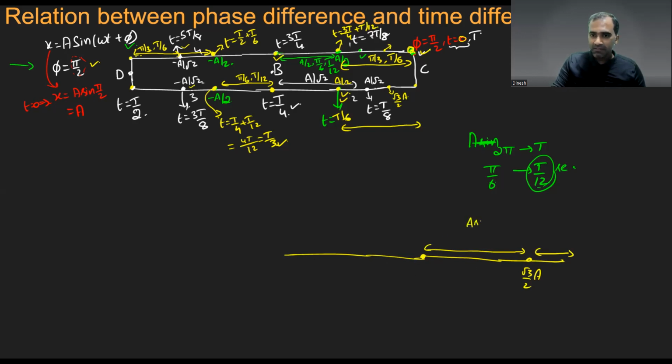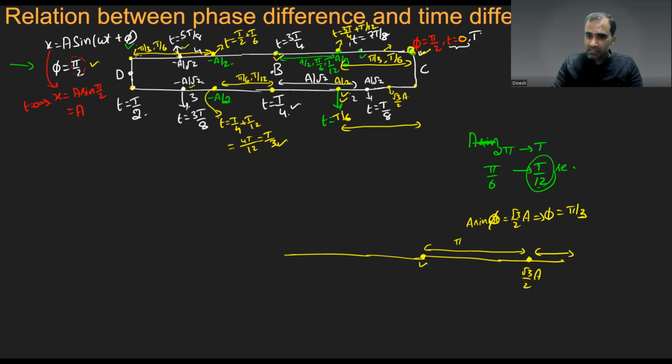So take A sine omega t with 0 phase, or else you can take 0 time also and then analyze. That is also fine. You can take 0 time, then it becomes A sine phi equal to root 3 by 2 A. Then A and A cancel, phi equal to 60 degrees or pi by 3. Which means at time 0, if the initial phase is 60 degrees, only then you start from this point. Which means this is the 0 phase point. This is the pi by 3 phase point.